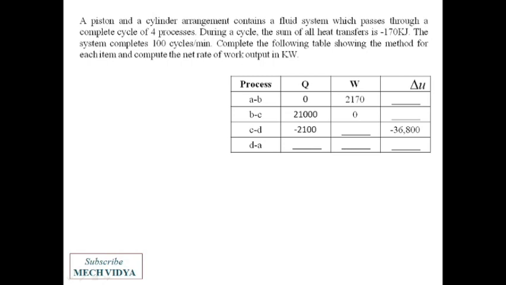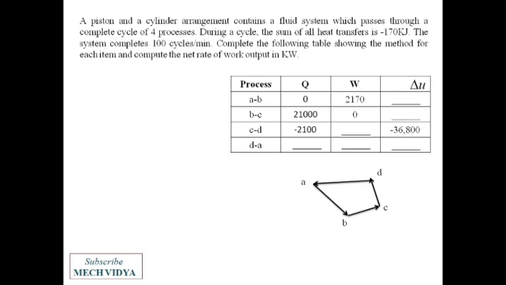So if I consider this as the cycle consisting of 4 processes, when the system completes one cycle, the sum of all the heat transfer becomes minus 170 kilojoule. Then in the question they are saying that the system completes 100 cycles per minute. So the system will complete 100 such cycles in 1 minute.